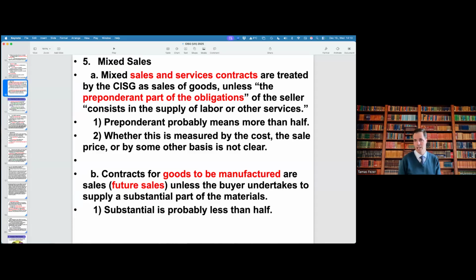According to the CISG, they are sales contracts unless the buyer undertakes to supply a substantial part of the materials. So again, substantial is not a legal term. What does it mean? If the buyer provides for some of the materials for the manufacturing, then this is hired labor and not sales in the sense of the CISG. But how do you determine substantial part?